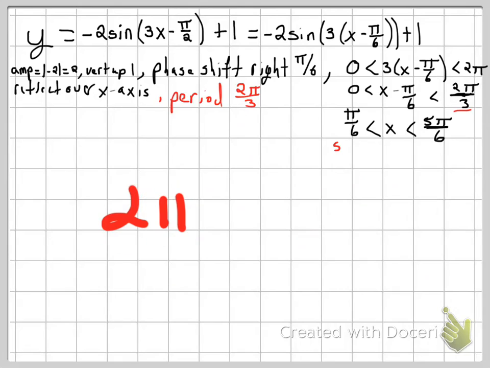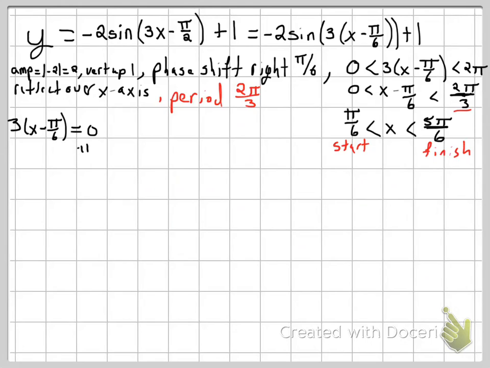And then I'm writing underneath the pi over 6 and the 5 pi over 6. That's my start and my end. Start or finish, whatever you want to call it. Alright, so we're going to do the same game as we did before. 0, pi over 2, pi, 3 pi over 2, and 2 pi. And each one of these I'm going to set equal to the argument right here, and I'm going to solve for x for each one.